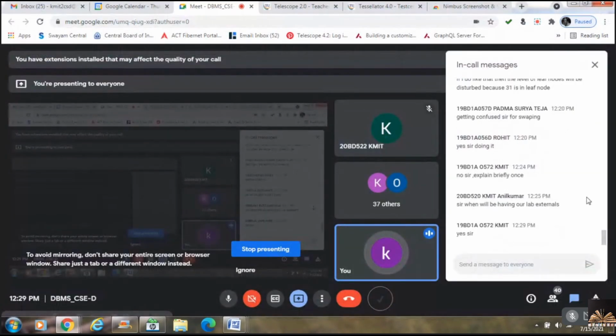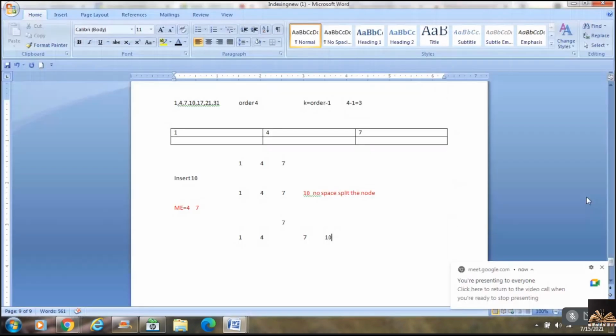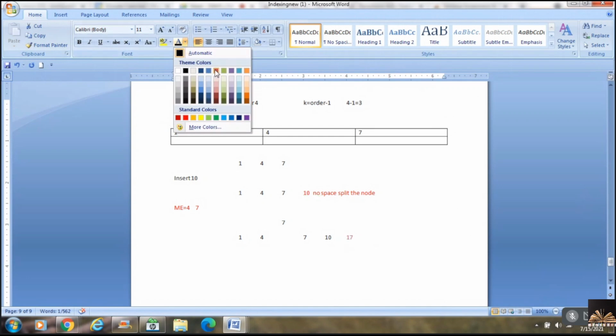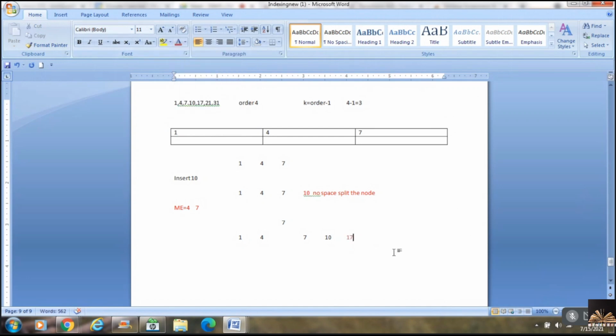Roll number 72. Okay, the same way you have to work with it. Now you have to insert 17. If 17 is to be inserted, it can directly be placed over here. This is the new element to be inserted. There is no issue with inserting 17 because there is enough space.